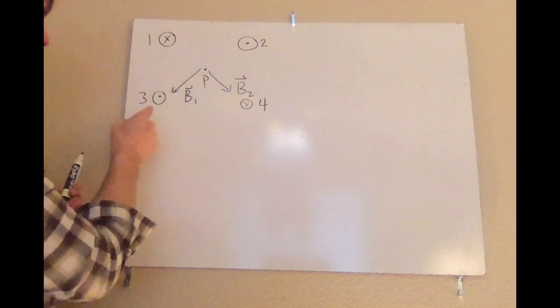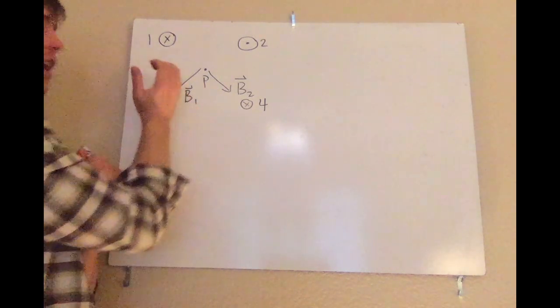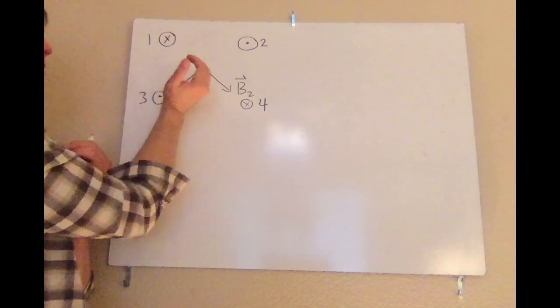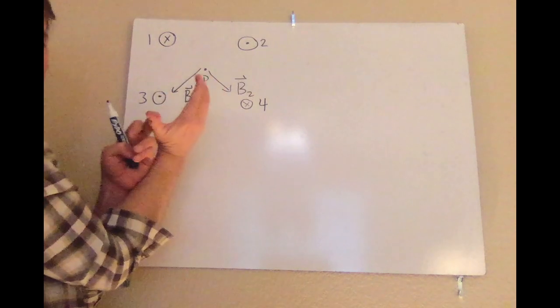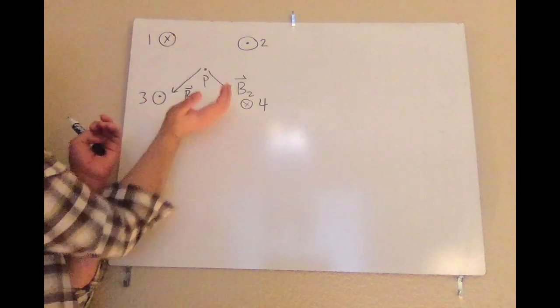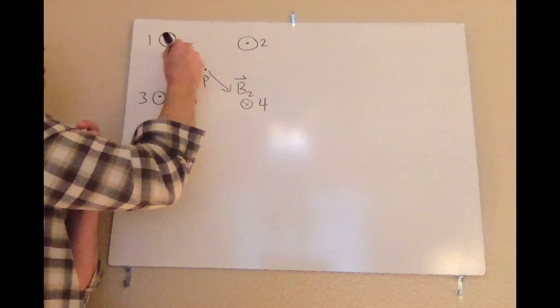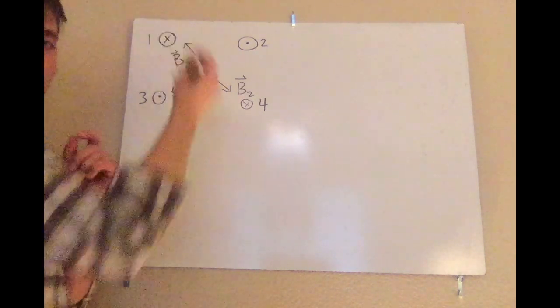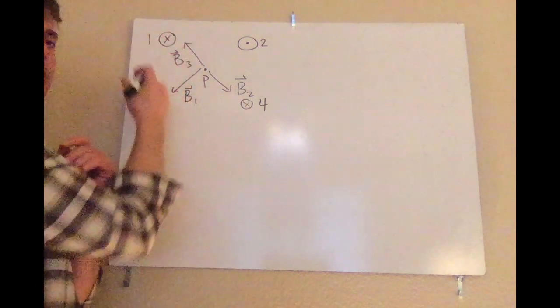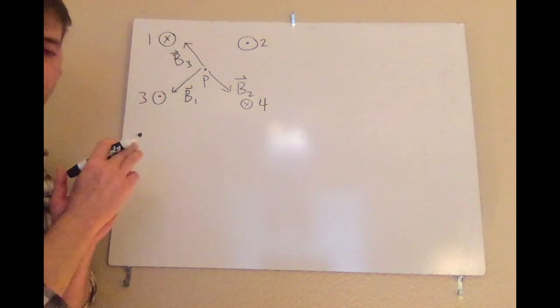Okay, wire number 3. Our current is going out of the page once again, and so my thumb is going out of the page. I curl around like this at point P, and my B field is going up and to the left. So that hasn't changed from the previous example, right? 1 and 3 are the same.